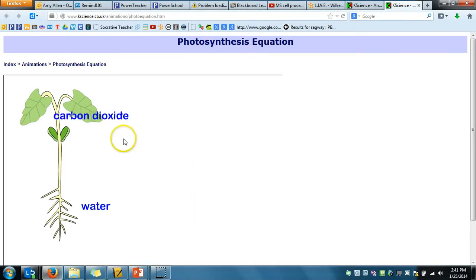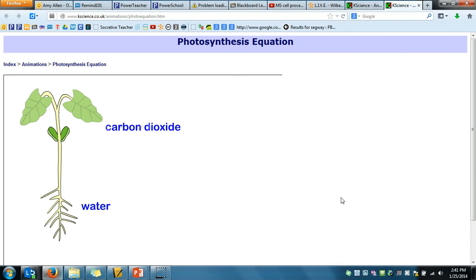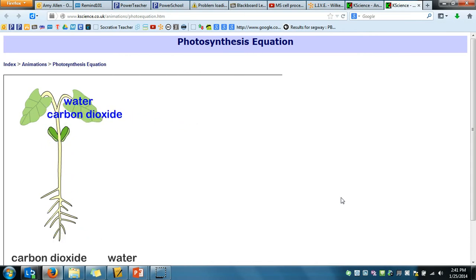In this animation you see carbon dioxide from the air goes into the leaf, water from the ground goes up into the leaves through the roots, and those turn into glucose, which stays in the leaf, and oxygen, which leaves the plant and goes out into the air. And then of course we breathe that oxygen. So I'll let you watch one more time. Carbon dioxide and water go into the chloroplasts in the leaf cells, and those turn into glucose and oxygen. Glucose gets used by the plant and oxygen leaves the plant.